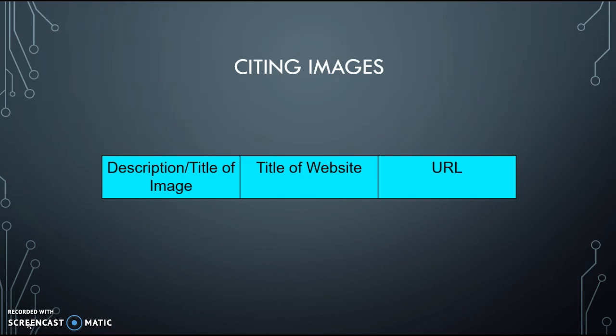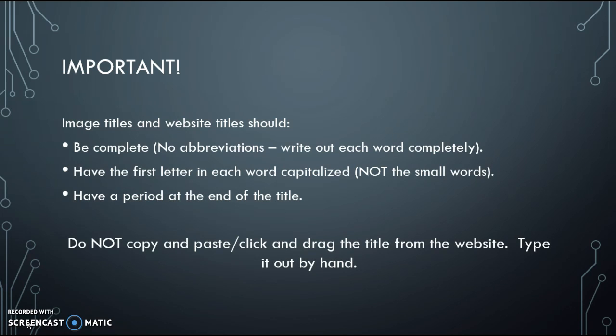When you are citing images, you will need the following three pieces of information: the description or the title of the image, the title of the website, and the URL, which you will copy and paste or click and drag from the address bar. Both your image titles and your website titles need to be complete. No abbreviations. Each word needs to be written out completely. The first letter in each word needs to be capitalized, with the exception of the small words, and there needs to be a period at the end of the title.